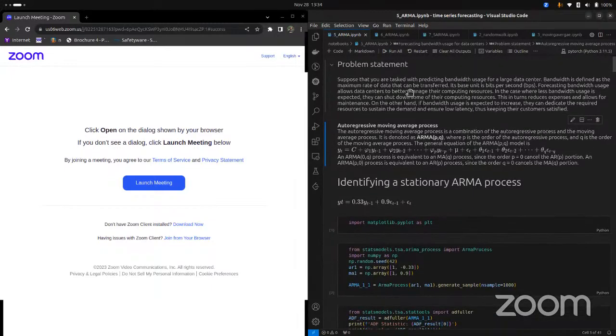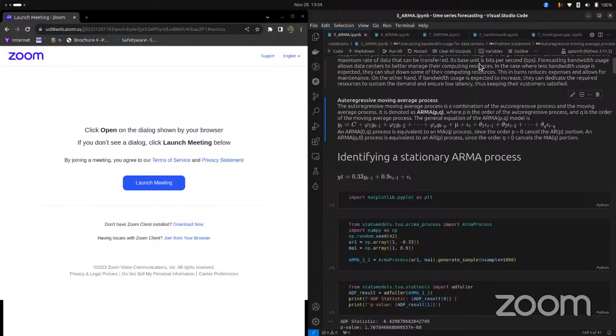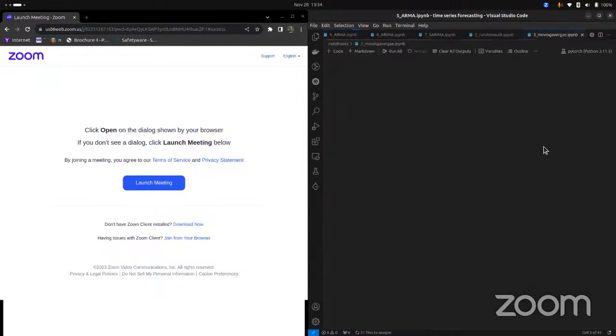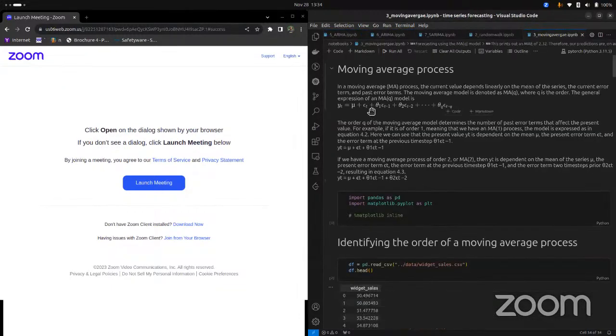To refresh our memory, the autoregressive moving average process, the ARMA process, is a combination of the autoregressive and the moving average processes. If we go to the moving average formula, the current value is equal to the mean plus the current error term plus the past error terms.